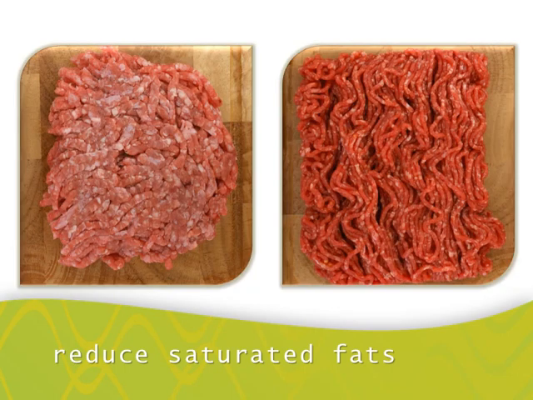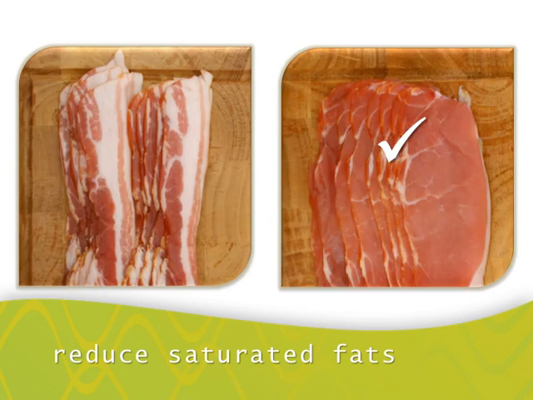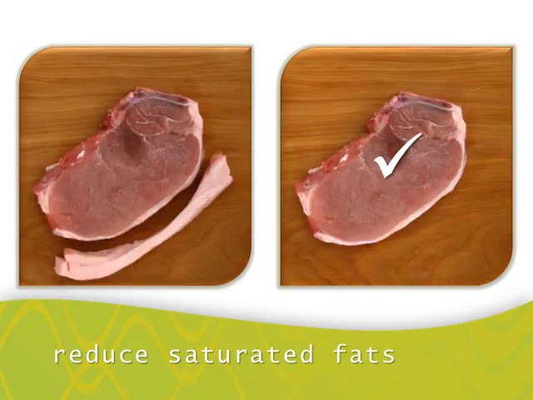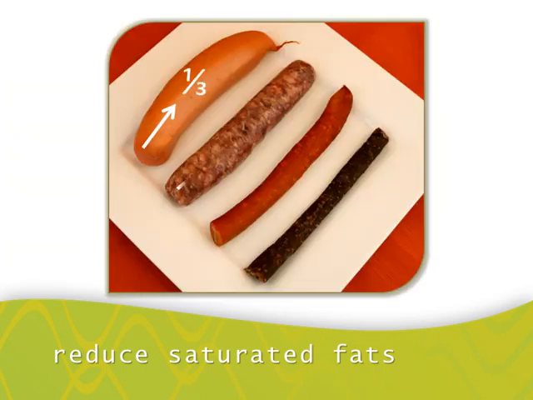Choose leaner meat cuts, such as lean mincemeat or lean bacon. Remove the skin from chicken, preferably before cooking. Trim all visible fat from the meat before cooking. At least a third of any sausages, such as frankfurters, boerewors, Viennas, cabanossi, cheese sausages, and dried wors, is pure hard fat.